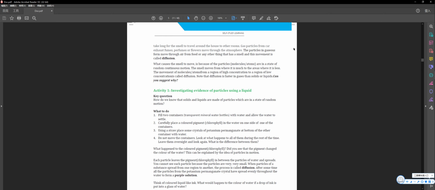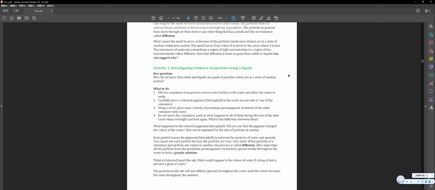Activity 1: Investigating evidence of particles using a liquid. Key question: how do we know that solids and liquids are made of particles which are in a state of random motion? What to do: fill 2 containers, transparent mineral water bottles, with water and allow the water to settle. Carefully place a color pigment, chlorophyll, in the water on one side of one of the containers.